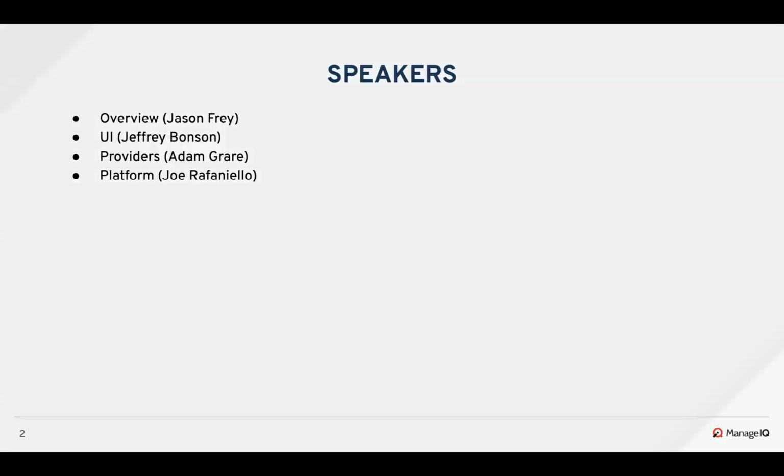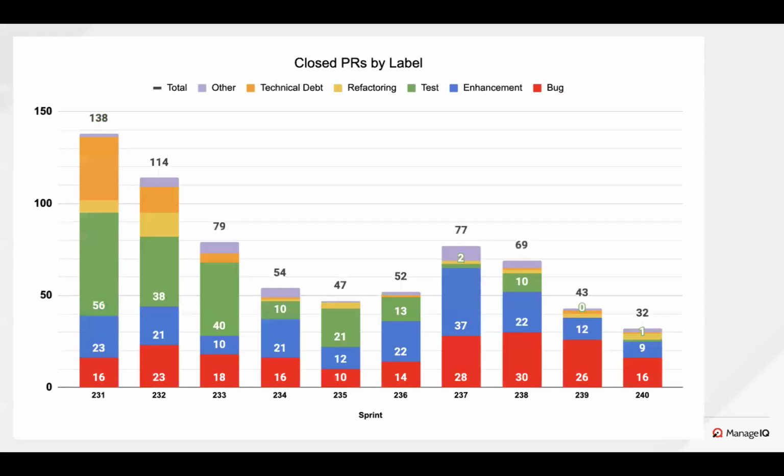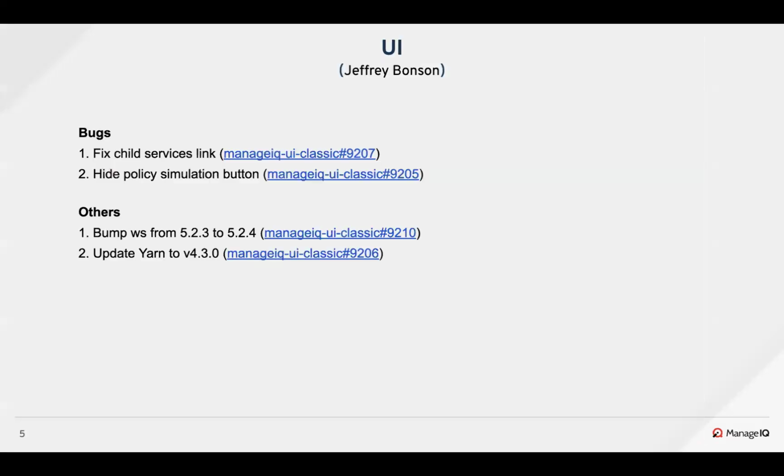I'll start with the overview, Jeffrey on the UI, Adam on providers, and Joe on the platform. This sprint, we had 137 PRs merged with a relatively even smattering of bugs and enhancements. And over to Jeffrey for the UI.